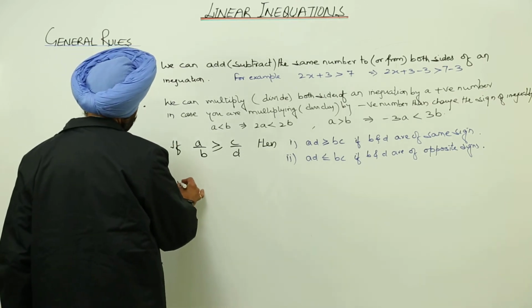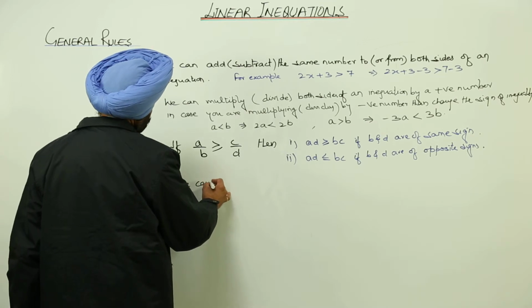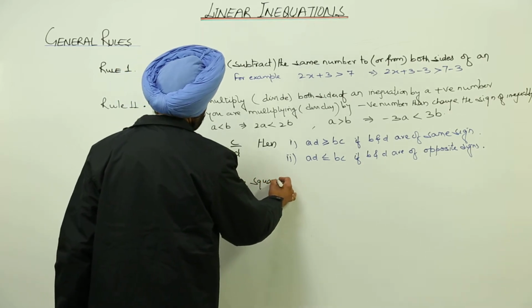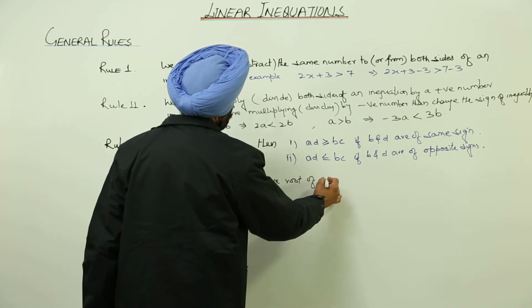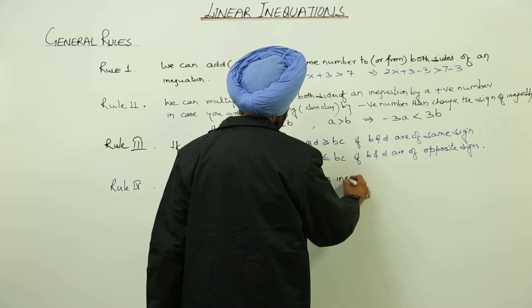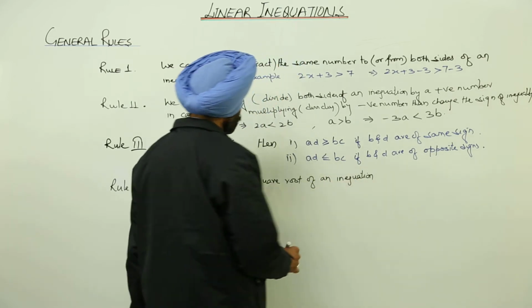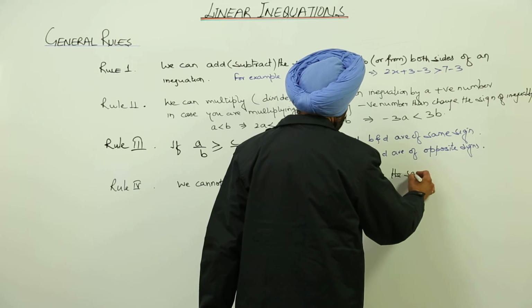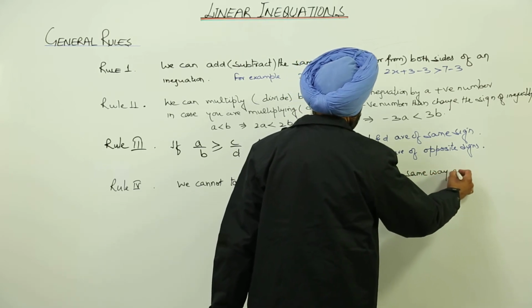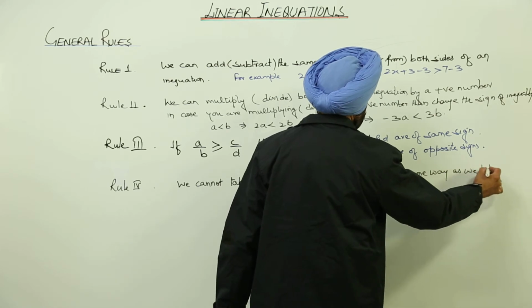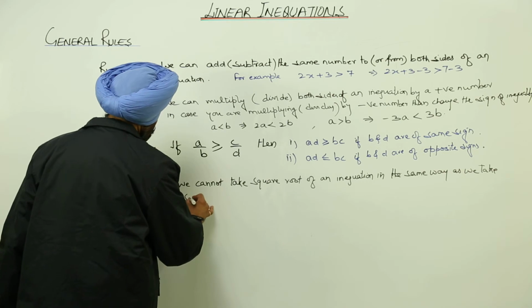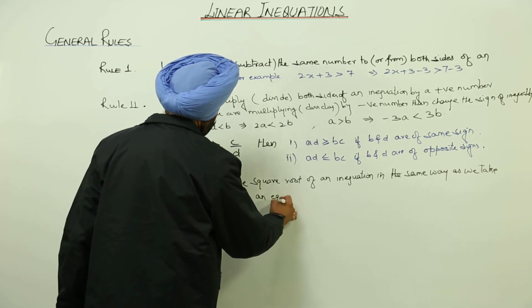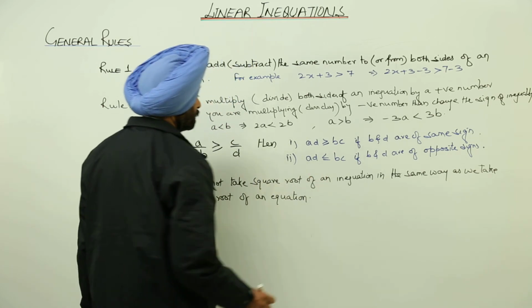Okay. Number 4, now rule 4 is we cannot take square root of an inequation in the same way as we take square root of an equation. Is it clear?